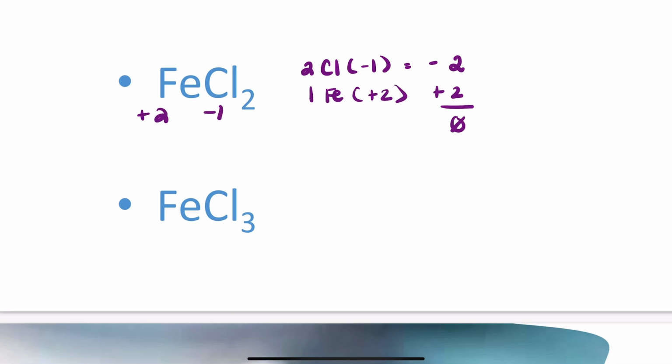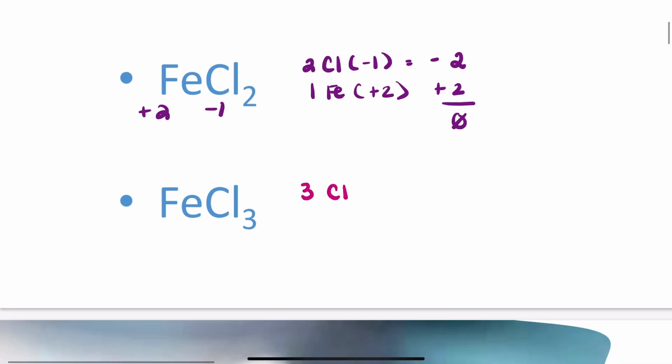FeCl2 and FeCl3. I know chlorine wants to be a -1 charge. I have 2 of them here, overall -2. This has to add to 0, so it must be a +2 charge for my 1 iron. When I look at FeCl3, I have 3 chlorines here. Overall -3 for the chlorines. I need a 0 overall charge for the compound, so that 1 iron must have a +3 charge.